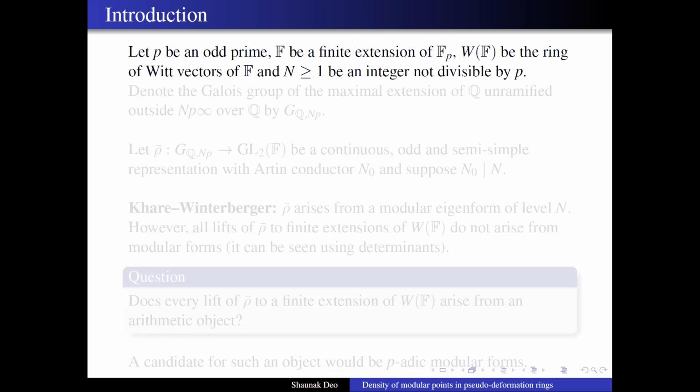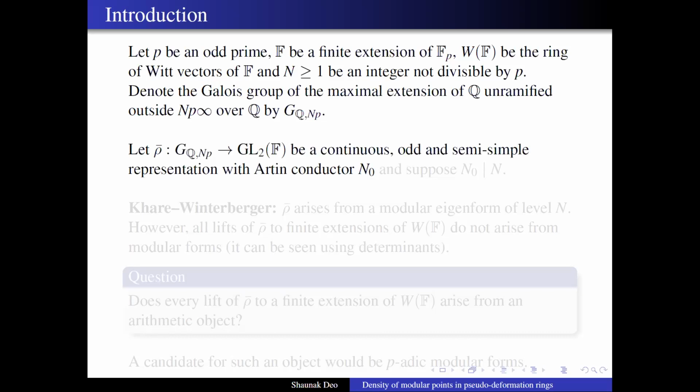Now we denote the Galois group of the maximal extension of Q unramified outside Np infinity by G_{Q,Np}. This maximal extension is Galois over Q, and we denote that Galois group by G_{Q,Np}. We are going to look at representations of this Galois group. So let rho bar be a continuous odd semi-simple representation from G_{Q,Np} to GL_2(F), and we assume that the conductor is N_0, and that N_0 divides N. Being continuous, odd and semi-simple means that it is either absolutely irreducible, or it is just a sum of two characters.